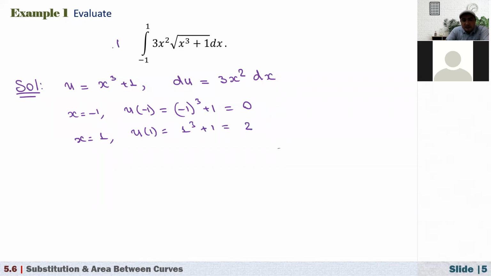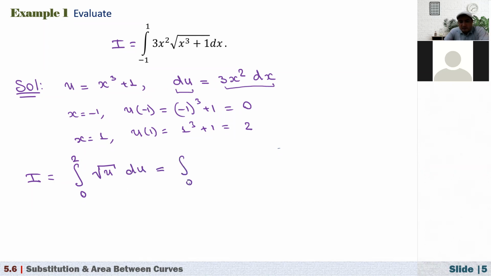So at that time, this integral, let's say I, becomes an integral. Now I'm going to write everything in terms of u. So u is changing from 0 to 2. And what is this x cubed plus 1? x cubed plus 1 is u. So here we have the square root of u. And how about this 3x squared dx? That's equal to du, right? So here we have du, and now we have to evaluate this integral.